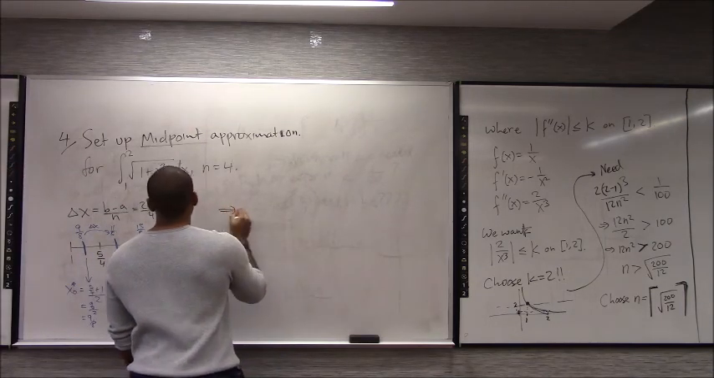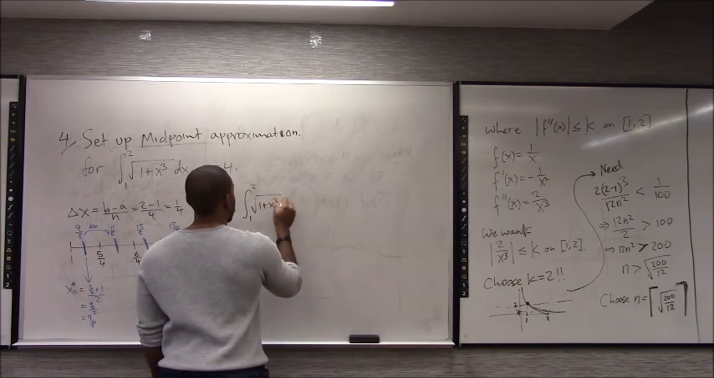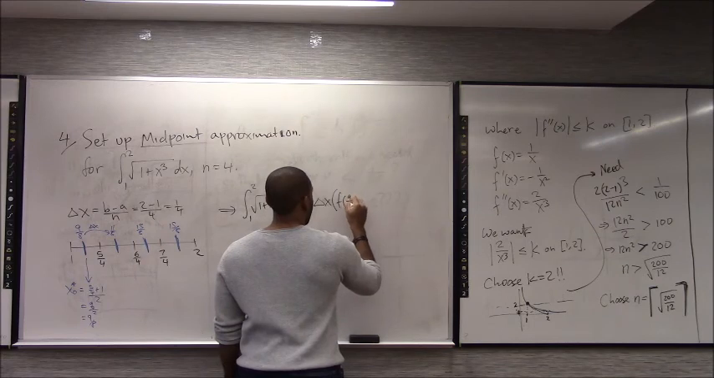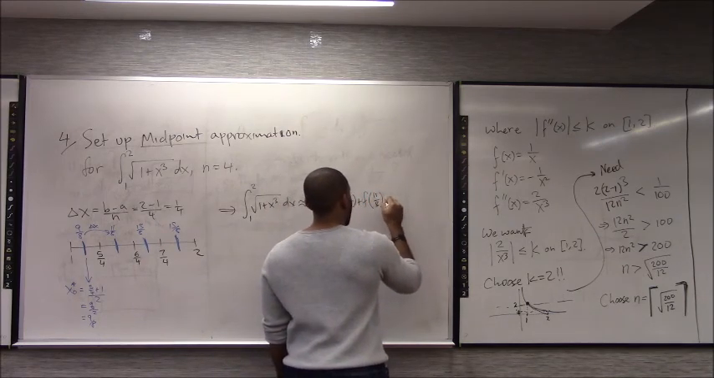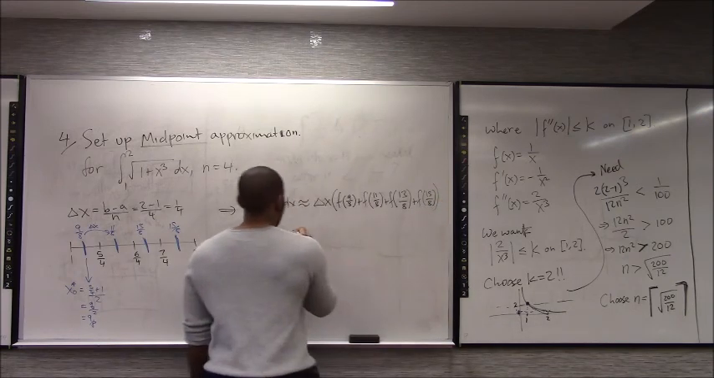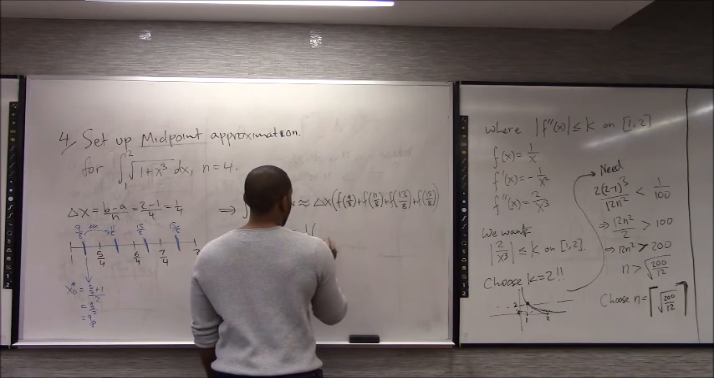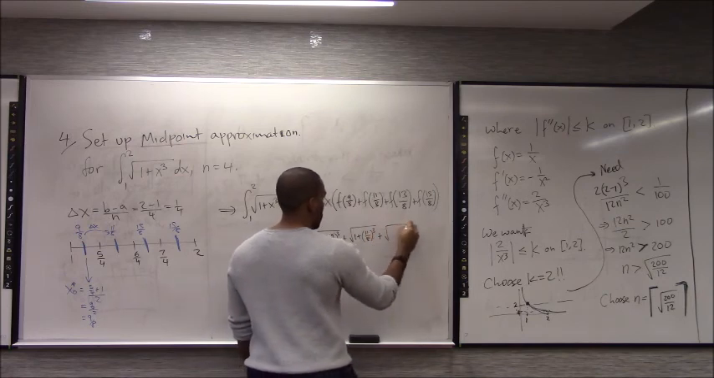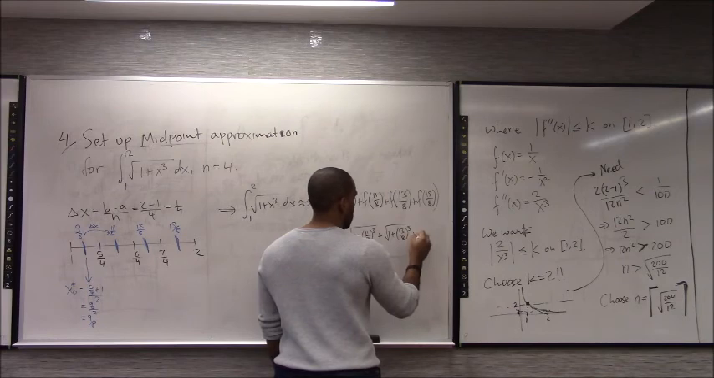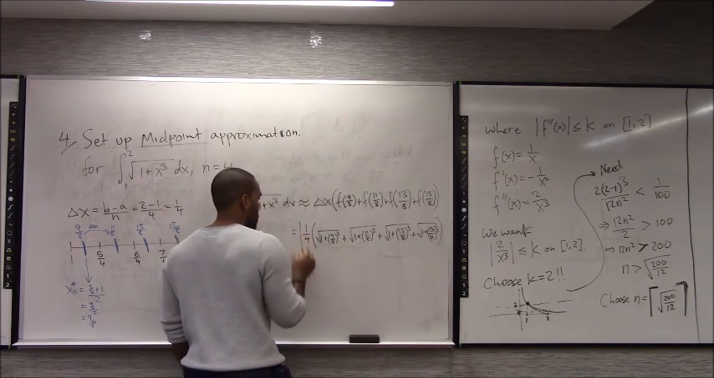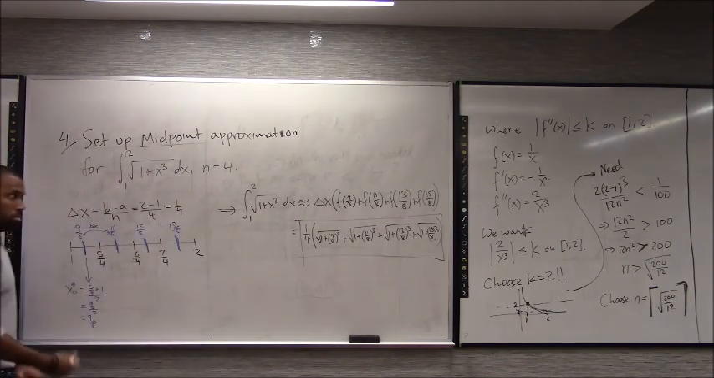So the midpoint approximation, so this is the integral from 1 to 2 of the square root of 1 plus x cubed dx. This is approximately equal to delta x times f of 9 over 8 plus f of 11 over 8 plus f of 13 over 8 plus f of 15 over 8. Delta x is a quarter, so that's going to be the square root of 1 plus 9 over 8 cubed plus the square root of 1 plus 11 over 8 cubed plus the square root of 1 plus 13 over 8 cubed plus the square root of 1 plus 15 over 8 cubed. And I just want to set up, I don't want to actually find the exact answer, that's good enough.